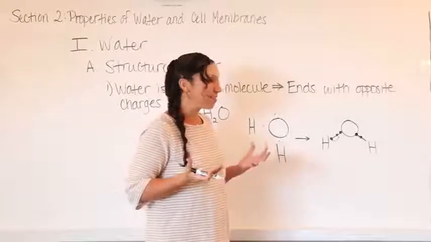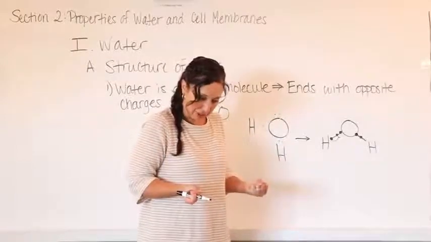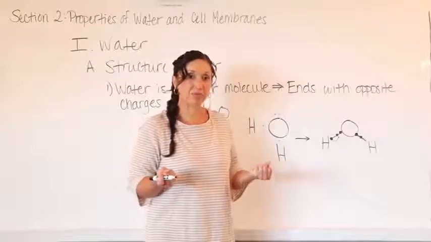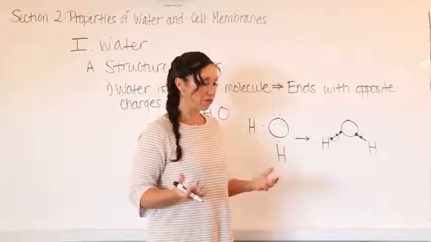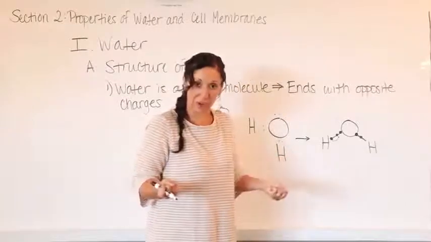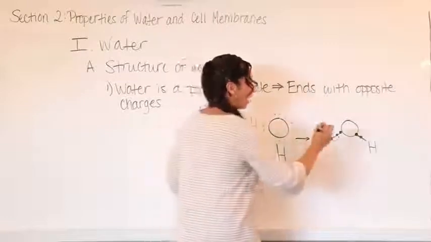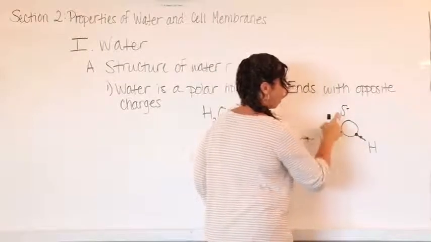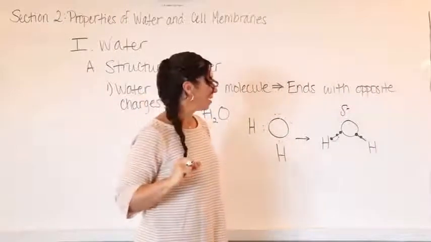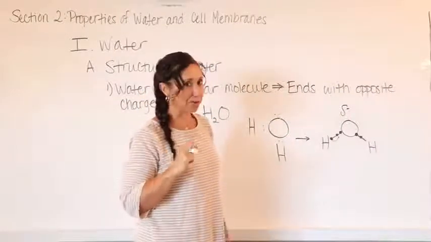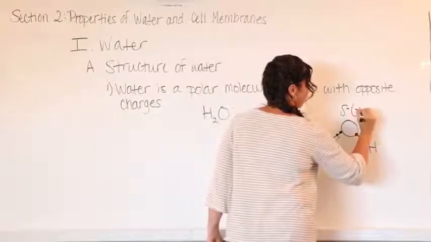What that does to oxygen, it's recruiting these electrons closer to itself. In a sense, it's recruiting negativity, because electrons are negatively charged. So if I have more negative particles around me, in water we call that a partial negative. That little squiggly sign is a lowercase delta. We call that partial negative. So this is partial negative.